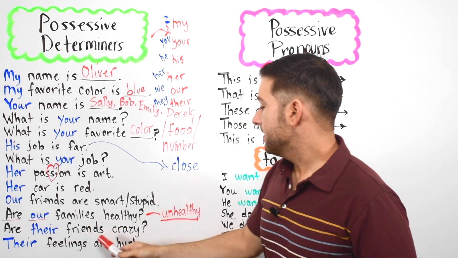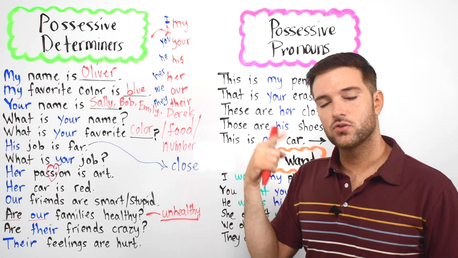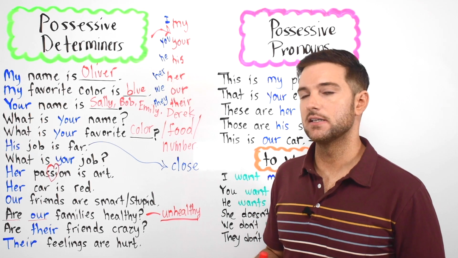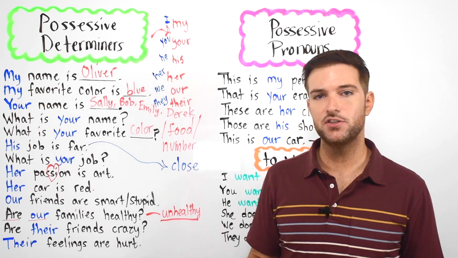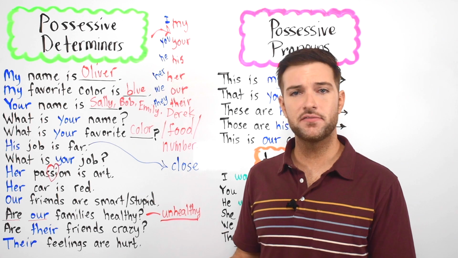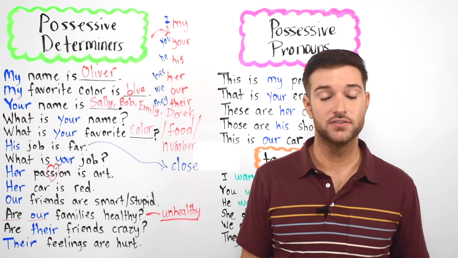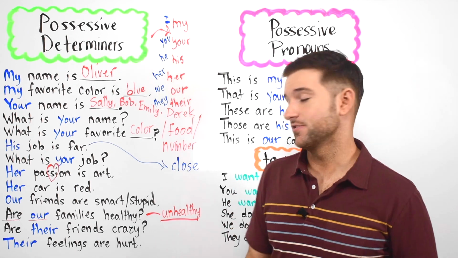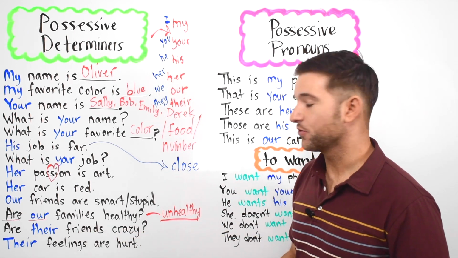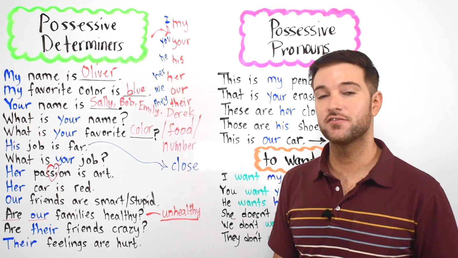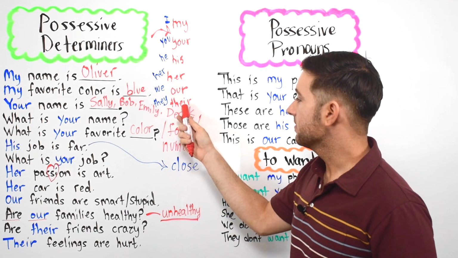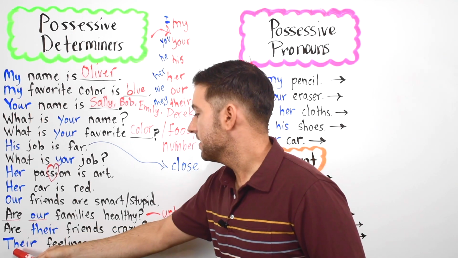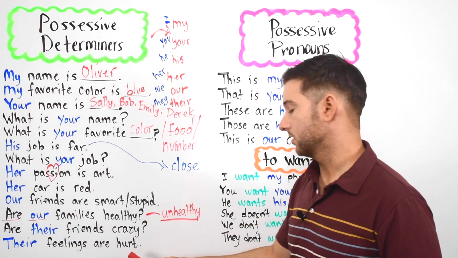Are their friends crazy? Okay, crazy meaning wild or somehow belligerent in some ways. They do acts that are out of the ordinary. They are not normal. They do things that other people wouldn't even dare to do. So, are their friends crazy? Okay, are their friends crazy? And then we have there again. Their feelings are hurt.